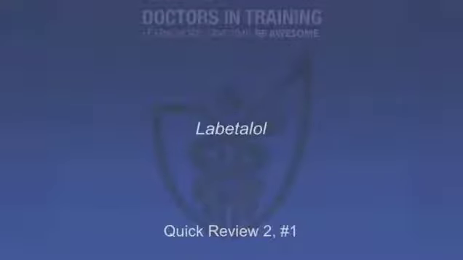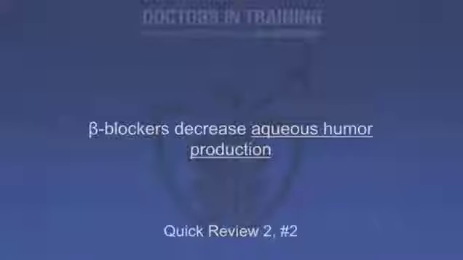Okay, let's go through quick review number 2. First question, what alpha-beta blocker can be used IV in hypertensive emergencies? Well, this is labetalol. Next, by what mechanism do beta blockers improve glaucoma? Well, beta blockers will decrease production of aqueous humor.